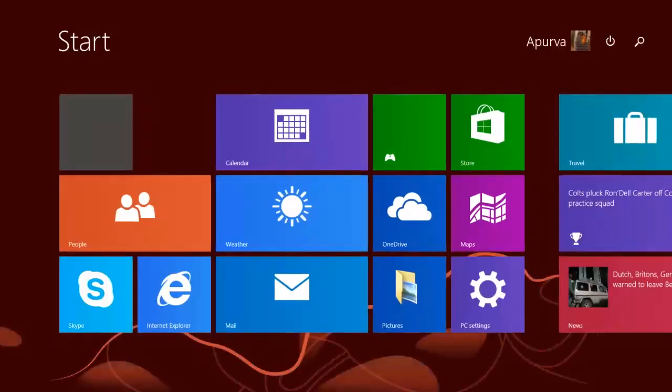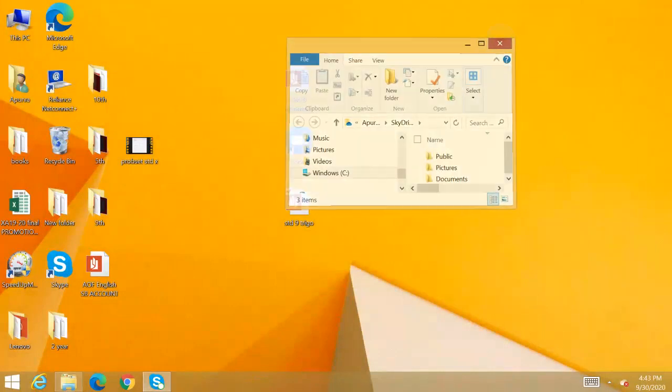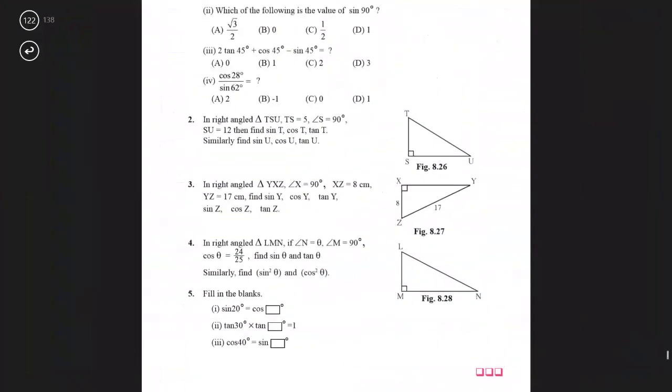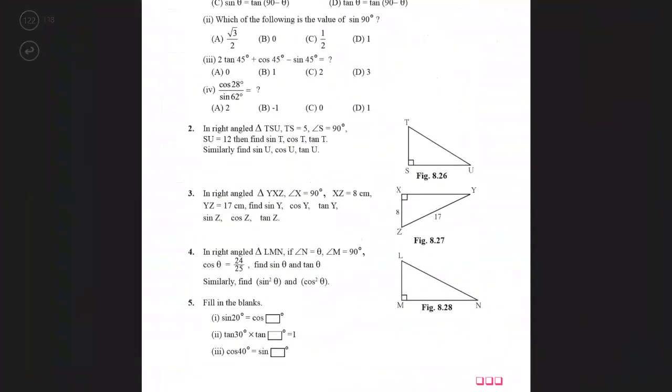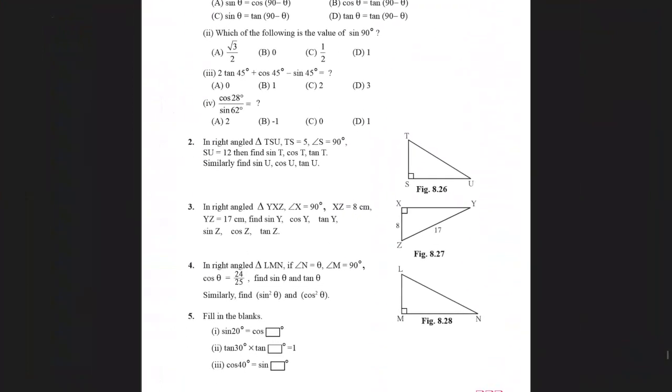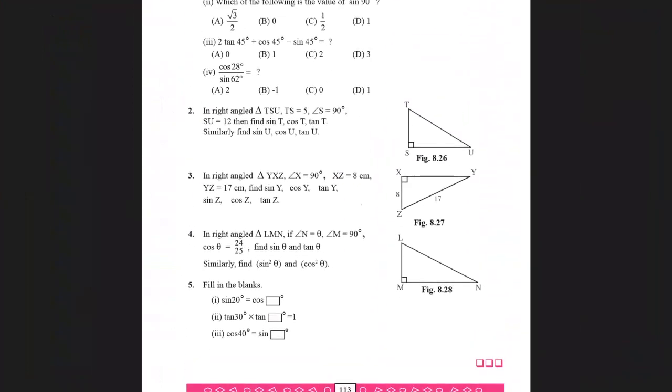So children, with this we finish off trigonometry. We have solved all the questions of problem set. 4, 3 and 2 are exactly similar to the ones in the exercise. So please try it out. And with this we finish problem set 8 and the lesson trigonometry.